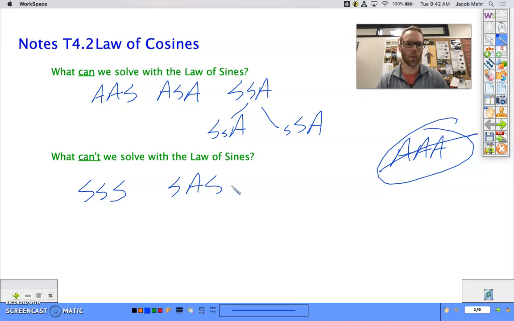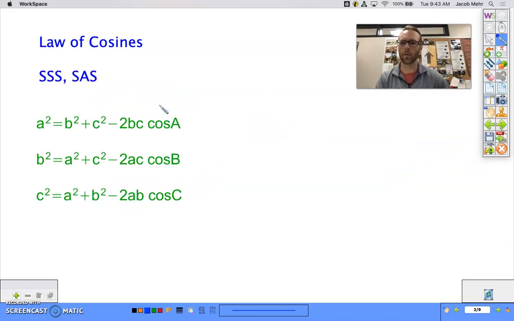So we need a new formula for this, and our new formula has to contain all three side lengths. If we go back to law of sines, it was side, angle, side, and an angle, right? There was two sides and two angles, so we could use those combinations. This has to have all three sides in the formula and an angle in the formula, and I'm just going to show you what they are here.